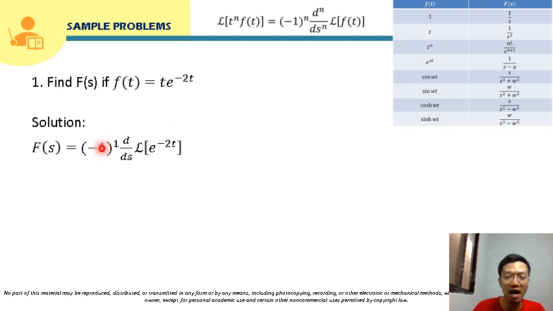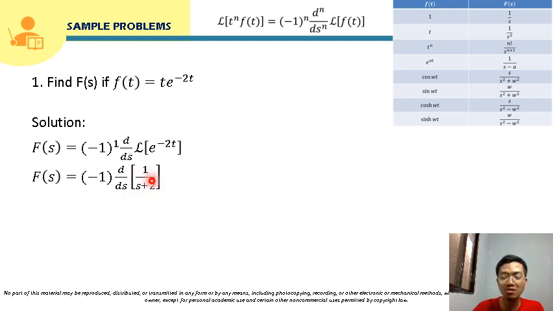Let's start solving this using s differentiation. We just substituted this here: negative 1 to the 1, derivative of the Laplace transform of e raised to negative 2t, which is the given f of t. We will solve first for the Laplace transform of e raised to negative 2t. From the table, the Laplace transform of e raised to negative 2t will just be 1 over s minus a, wherein a is negative 2, so s minus negative 2 becomes s plus 2. Negative 1 raised to 1 will just be negative 1, and then we are going to derive this 1 over s plus 2 with respect to s.